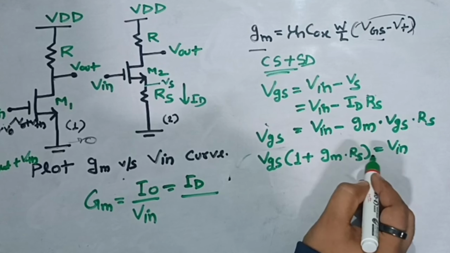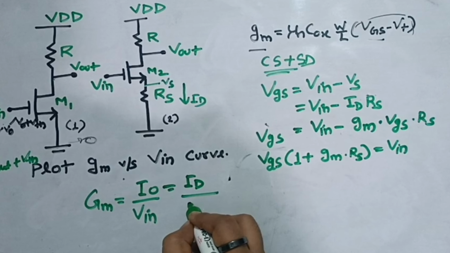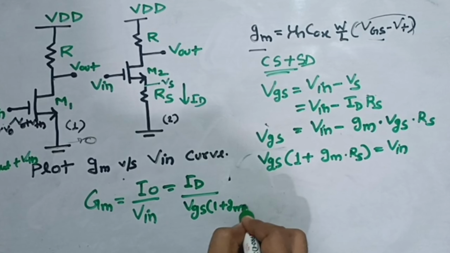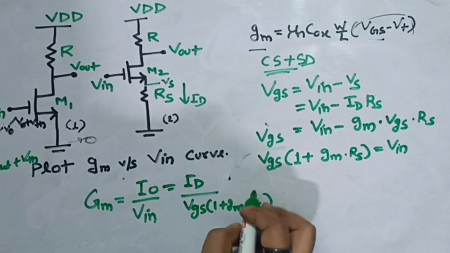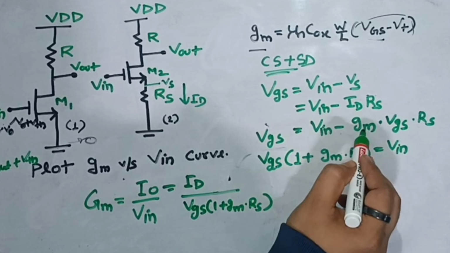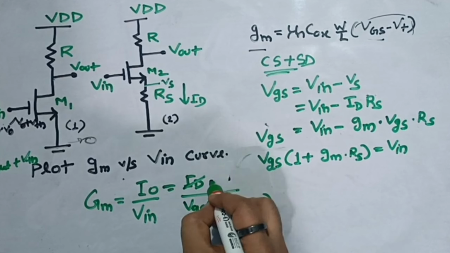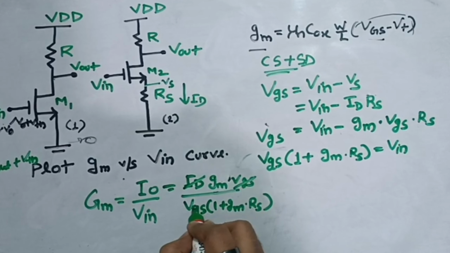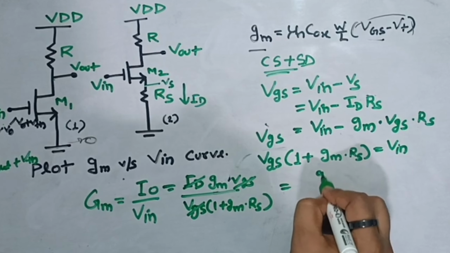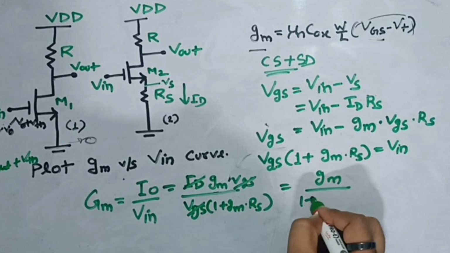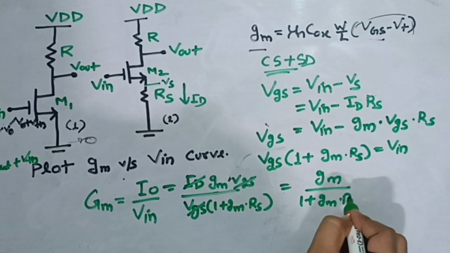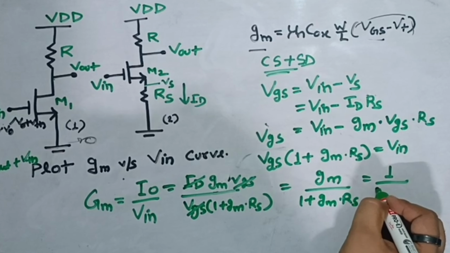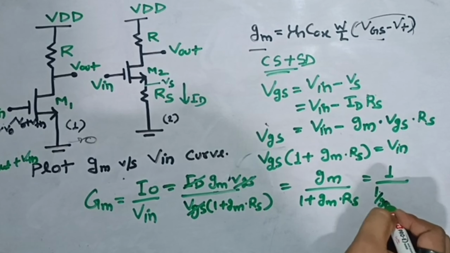So if I put this value of V in here, what will I get? VGS into 1 plus GM into RS. Now ID, we have substituted with GM into VGS here, so I can replace this with GM into VGS. VGS will get cancelled out, and ultimately I will get GM upon 1 plus GM into RS. If I take GM as common, I will get 1 upon 1 by GM plus RS.